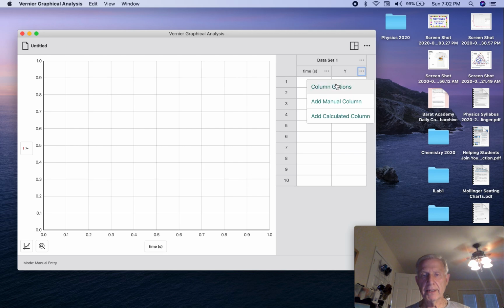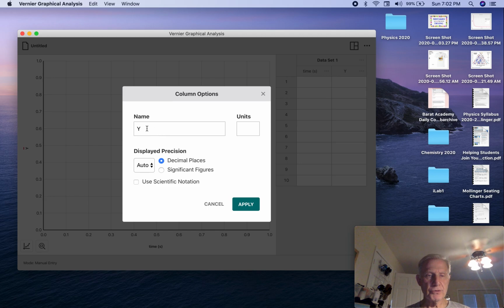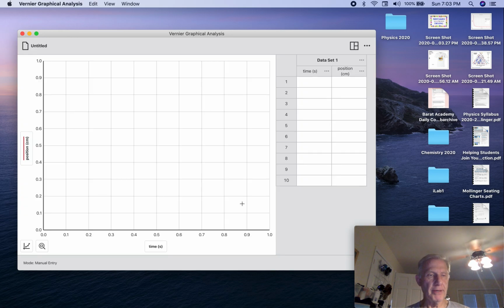Let's label the y-axis. This is my location. We call that position, and we're going to measure that in, let's just say, centimeters. Could do meters, could do kilometers, and we apply that. So we have our axes labeled. That's the first part of a good graph.